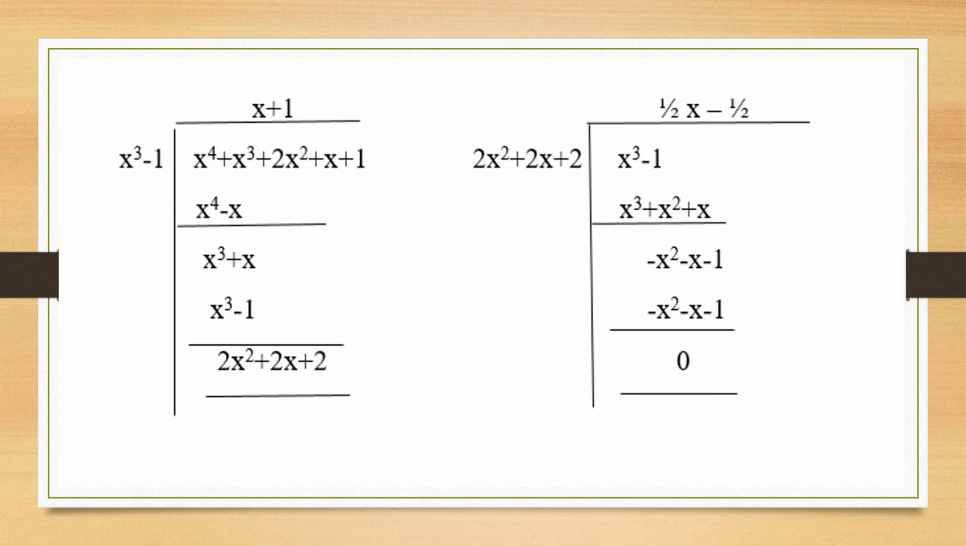Now change the sign, cancel out x cube. Change the sign, you get minus x square minus x minus 1. Again take this minus x square and divide it over 2x square. You will be getting minus 1 by 2. Take minus 1 by 2, multiply to each and every term of that, you get exactly the same term.